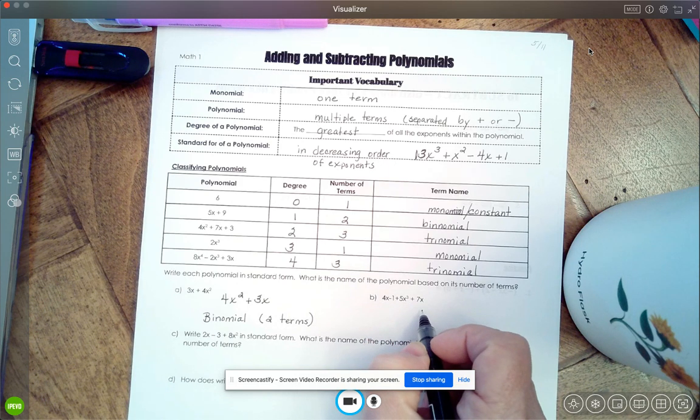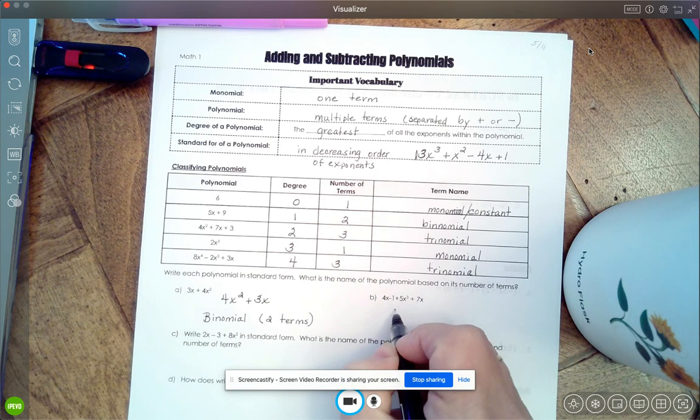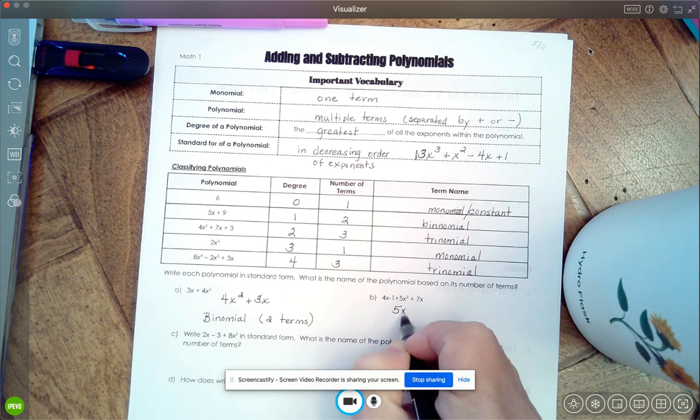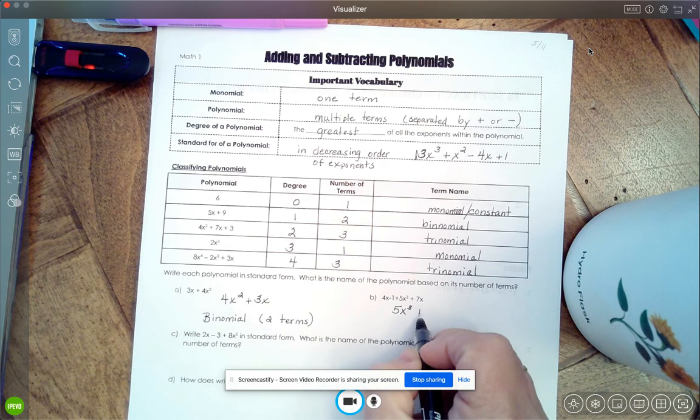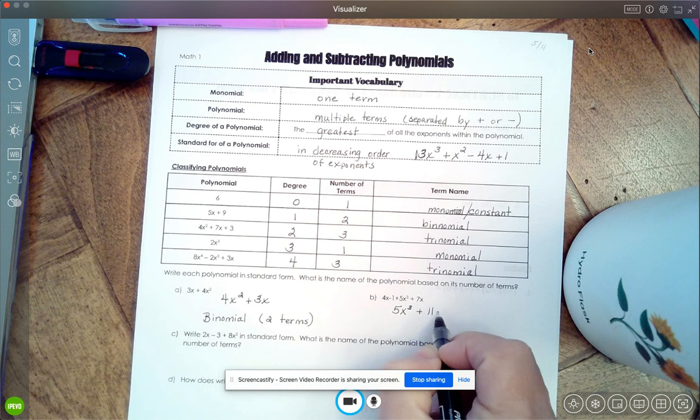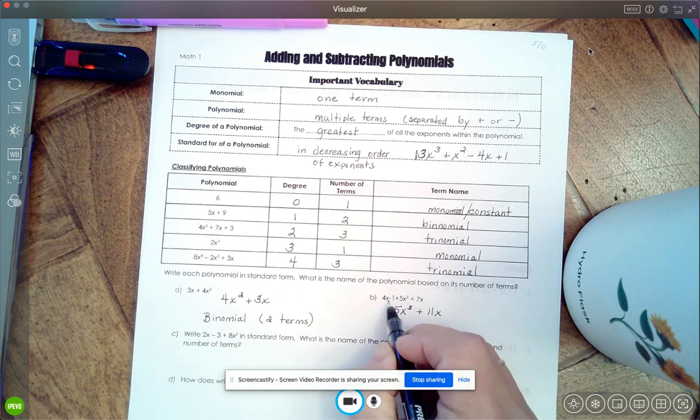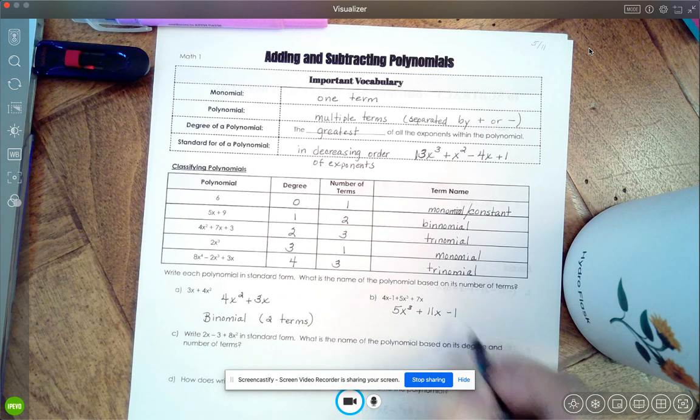terms. Okay, so I have one term that is a cubic, 5x cubed. That's the only cubic that I have. But I have 7x, a positive 7x, a positive 4x. That's going to be positive 11x. And then I have a minus 1.